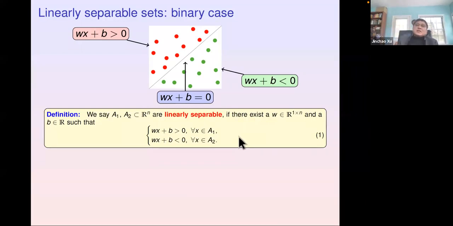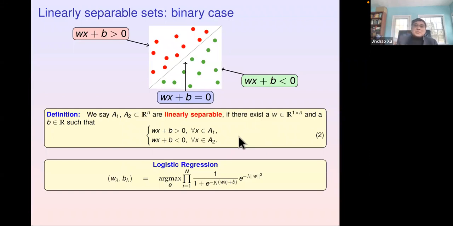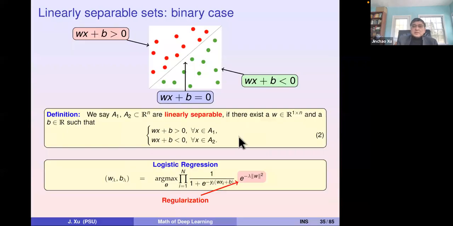Suppose, hypothetically, in the idealistic situation, you do have two separable sets. How do you find the hyperplane that separates them? This is a method which has been taught in statistics, logistic regression, for example. You want to maximize this likelihood function, and you can also take the minimization of the negative log of it. So you find an optimization problem. Usually they add a regularization term in here. There's a probabilistic interpretation of this, and I won't get into it because it's pretty standard in statistics.